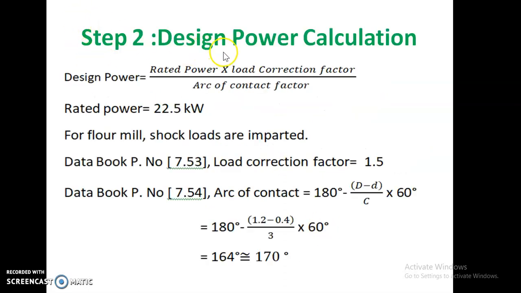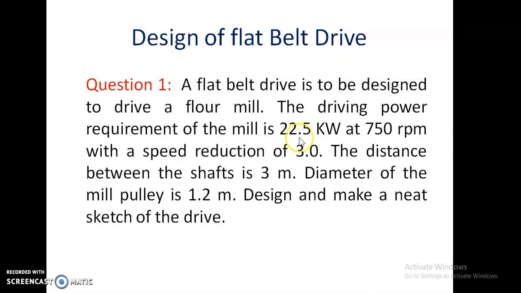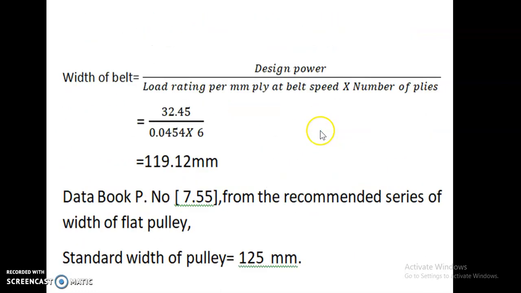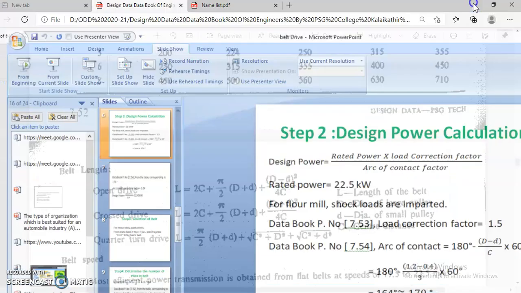Second step is design power calculation. This formula is not available in the data book. You have to keep it in your memory, but you can get the load correction factor and arc of contact factor from the design data book. Design power equal to rated power, which is nothing but the given data, 22.5. This is called the rated power, into load correction factor divided by arc of contact factor.